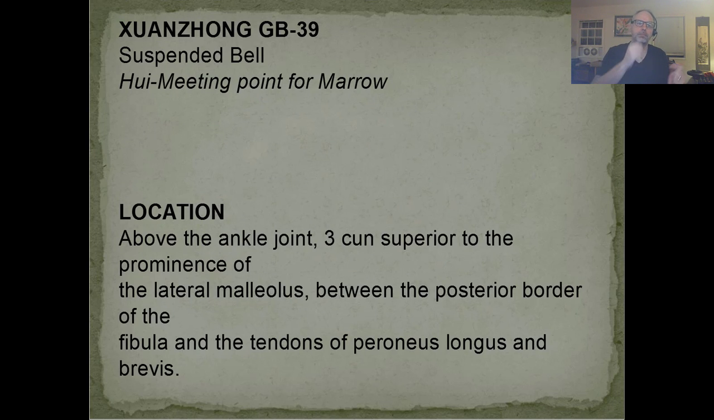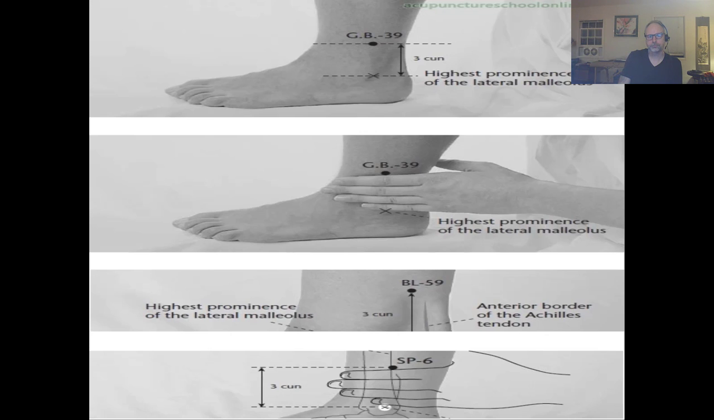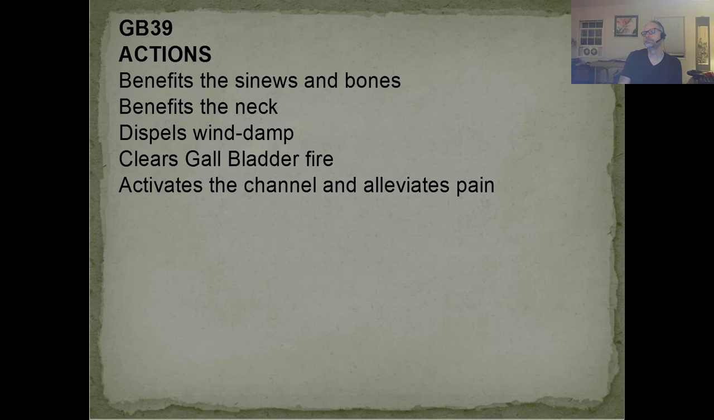39. The meeting point of the marrow. Above the ankle joint, 3 sun superior to the prominence of the lateral malleolus, between the posterior border of the fibula and the tendons of peroneus longus and brevis. 3 sun up. Benefits the sinews and bones, benefits the neck, dispels wind damp, clears gallbladder fire, activates the channel, alleviates pain.